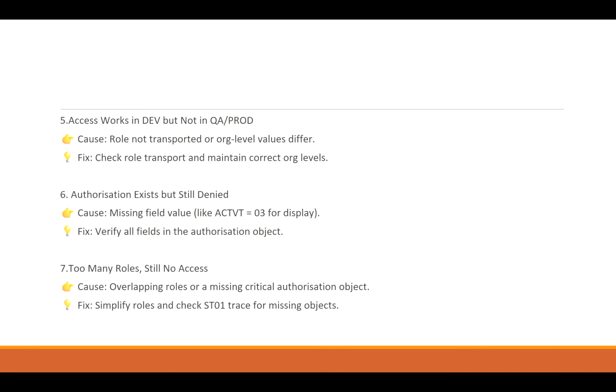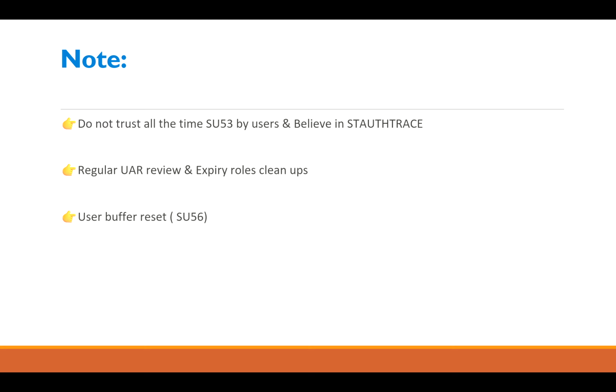One more issue is authorization exists but still denied. Maybe there are missing field values, like activity value 03 for display, so verify all the fields in the authorization object, and then we will get that access. Also, if we have too many roles, we may not get access because of overlapping roles or a missing critical authorization object. So usually simplify the roles, and we need to check the trace to find the missing authorization object.